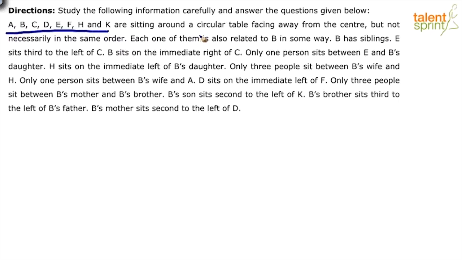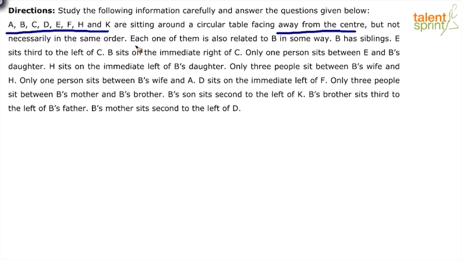What is more important here is that they are facing away from the center. You know that circular arrangements can be of 2 types. One where the person is facing the center, the other where the person is facing outwards. So, here we see that the persons are facing outwards. Why is this important? Because your direction, left or right, would depend on that. And not necessarily in the same order. So, these are not seated in the same order there.